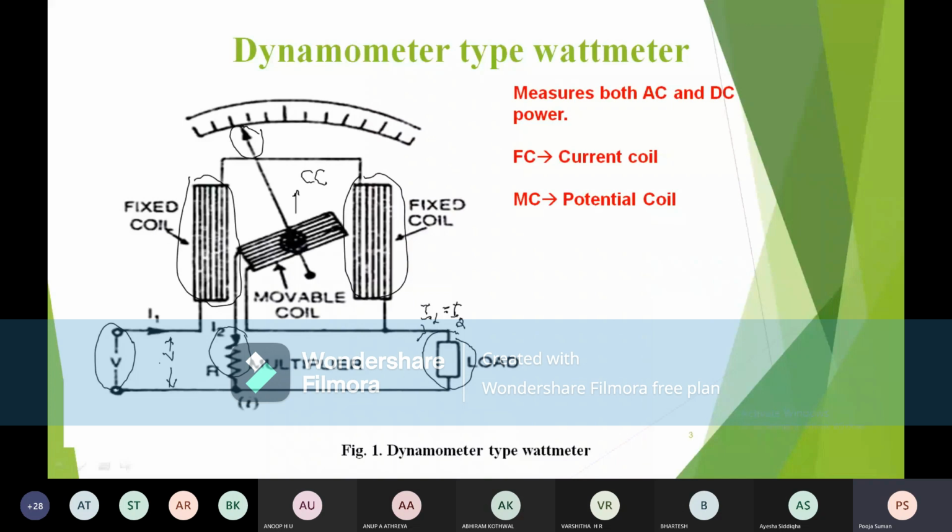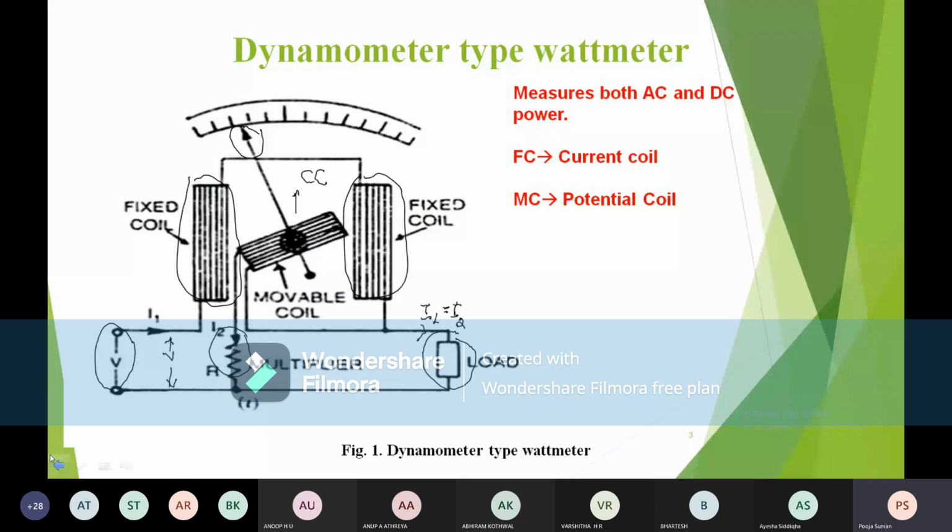Similarly, here the movable coil is connected across the supply voltage, that is V. It will carry a current I2. So we call it a potential coil. As the movable coil is connected across the supply voltage, we call it a potential coil.